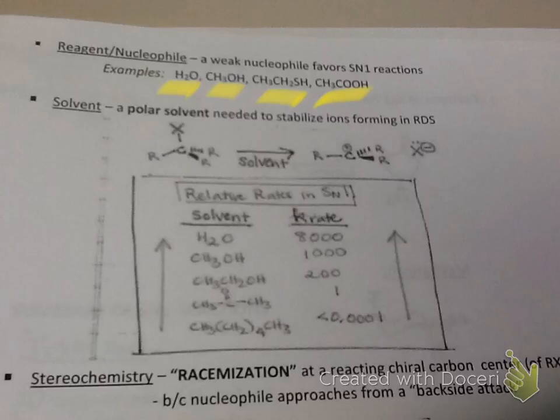The last thing is the solvents. For an SN2 reaction, we wanted a polar aprotic solvent, but we want a nice protic solvent for this. So alcohols and water are the best solvents. And the polar aprotic solvents give very slow reactions. So you want a polar protic solvent for these reactions.